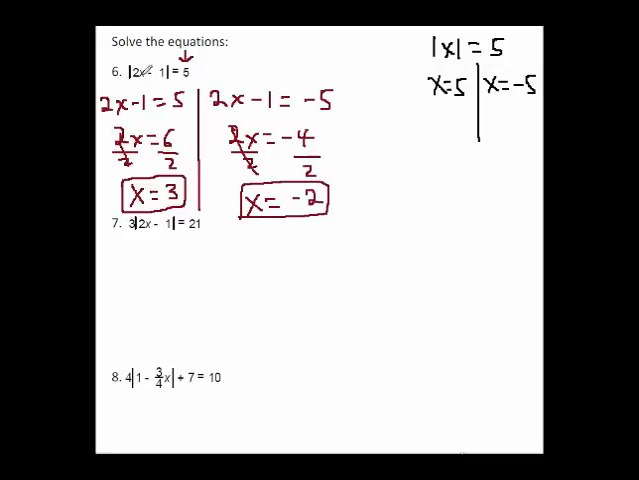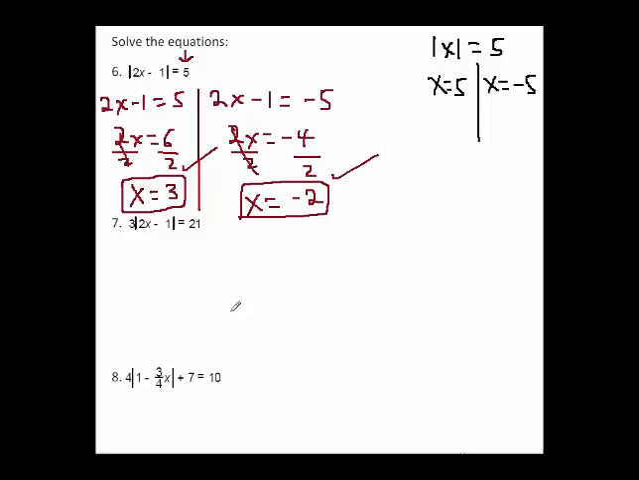Let's use the 3 first. 2 times 3 is 6, minus 1 is 5. So the absolute value of 5 is in fact 5. So good. Now let's try the other side. 2 times -2 is -4, minus 1 is -5. And in fact, the absolute value of -5 is also +5, so that works as well.